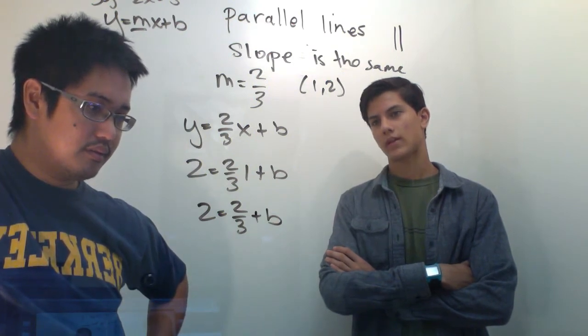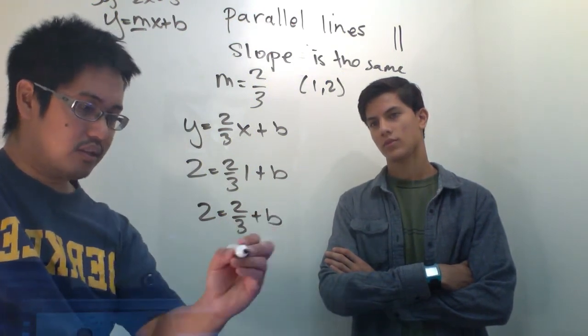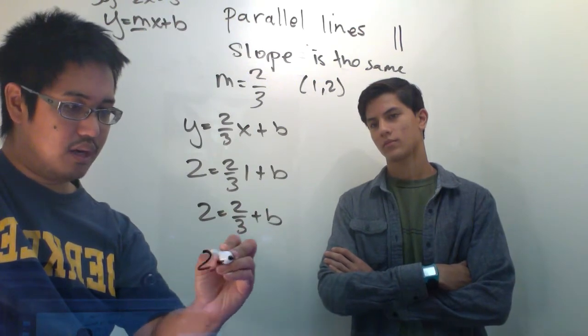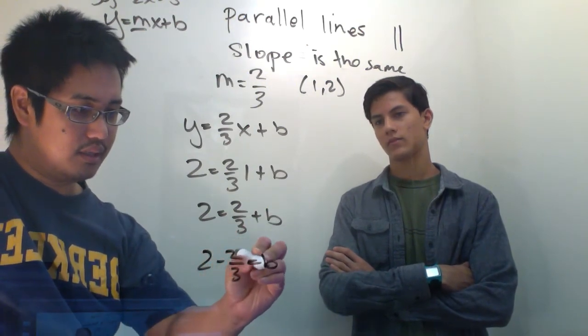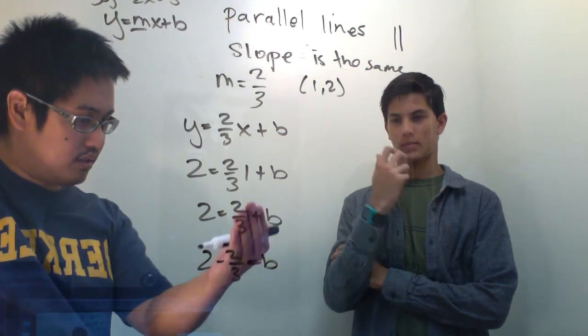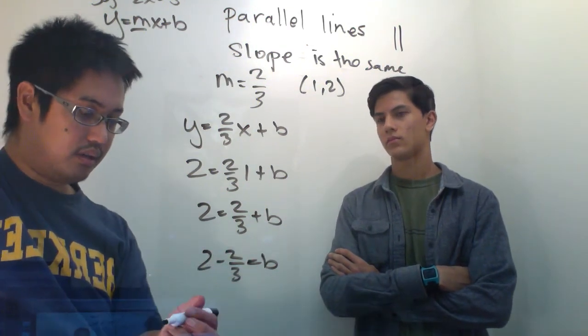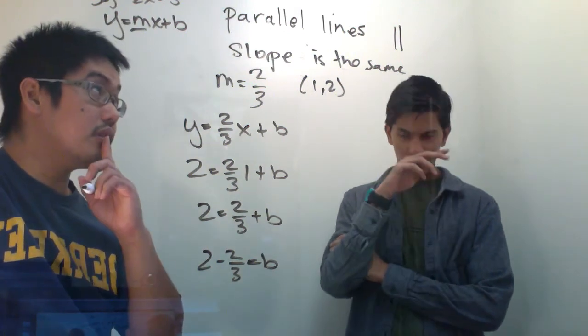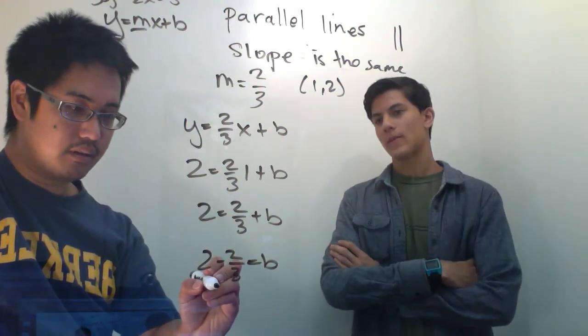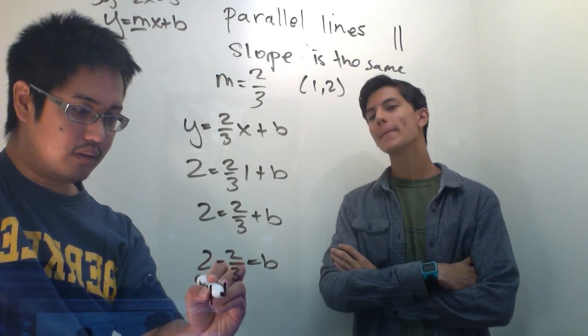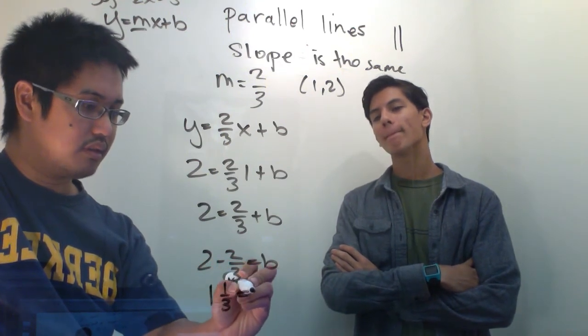I subtract the 2/3. So I have 2 minus 2/3 equals b. That's 1 and 1/3, or 1.333.